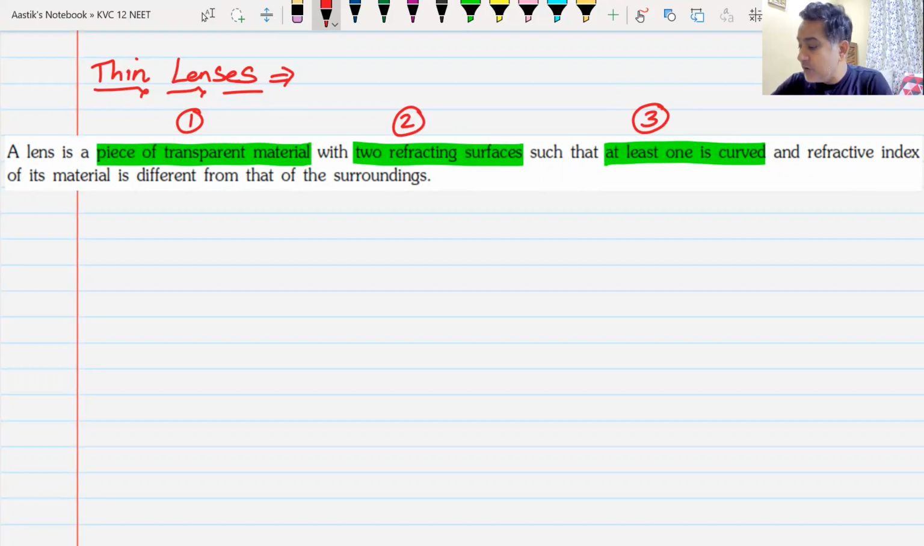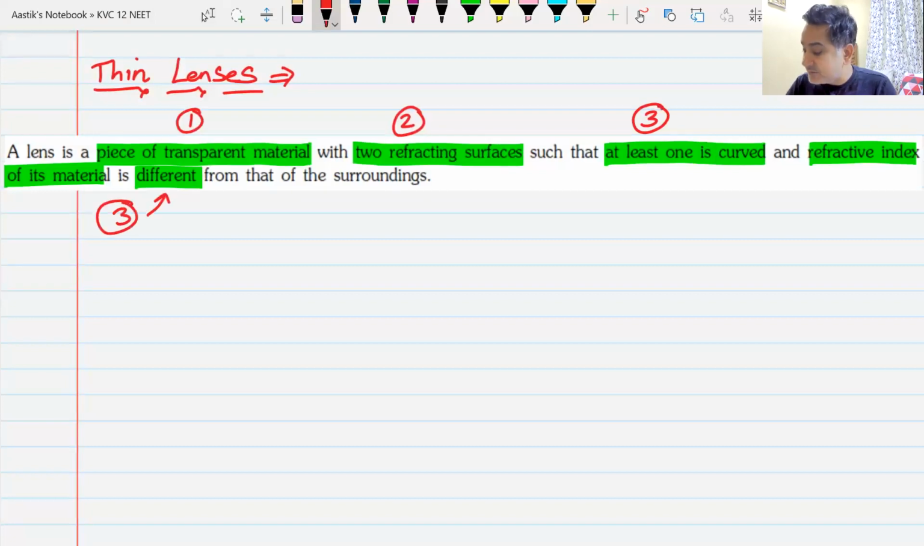Okay. The fourth point that you must remember is that the refractive index of the material must be different from the surroundings. If I have a glass lens inside glass, it will not be a lens, it will just be glass. If we have a water lens inside water or an air lens inside air, it will not be a lens, it will be the material itself. So the refractive index of the material of the lens must be different from that of the surroundings. Do we understand this? Yes, sir.